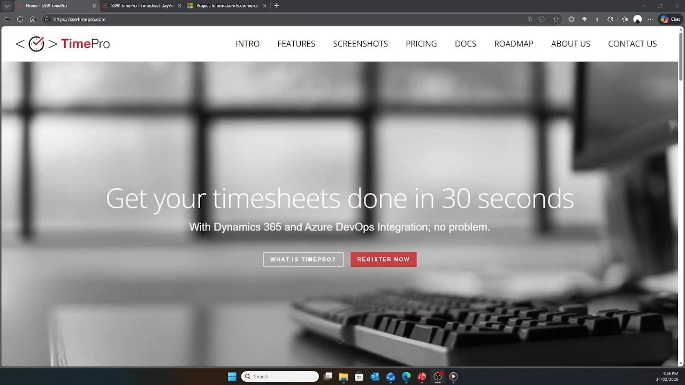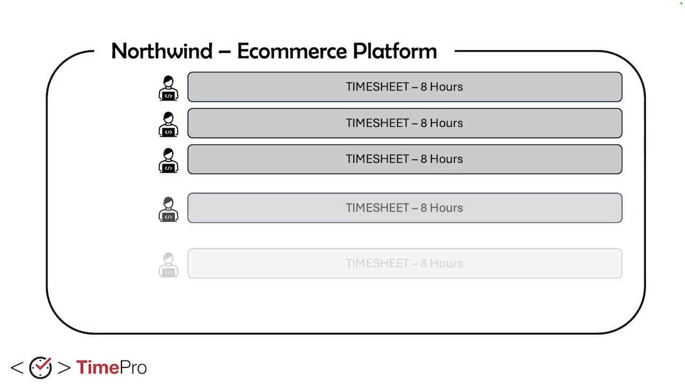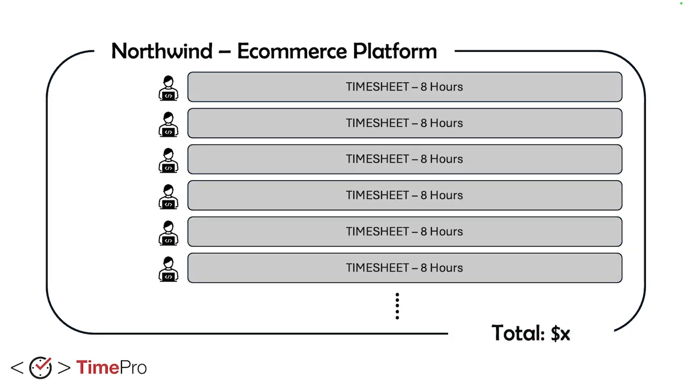TimePro is a timesheet and invoicing system. For example, if we are working for a client Northwind and for their project e-commerce platform, employees would log their time in timesheets and then we will send them an invoice with the sale total. This will work really nice until the clients want a final breakdown of their invoice.